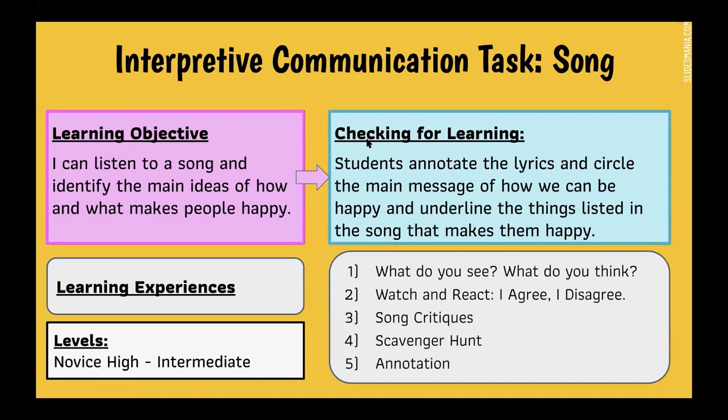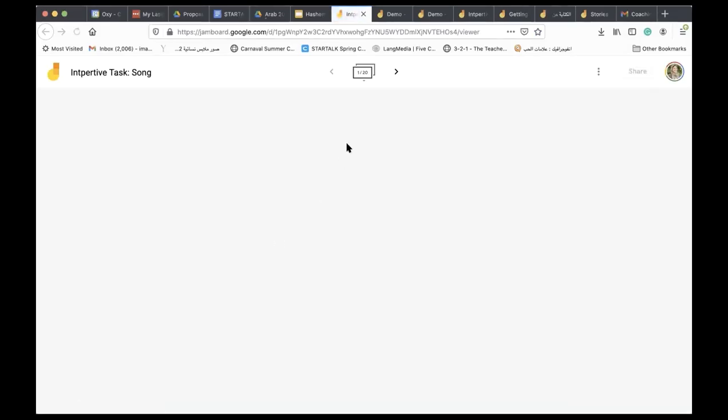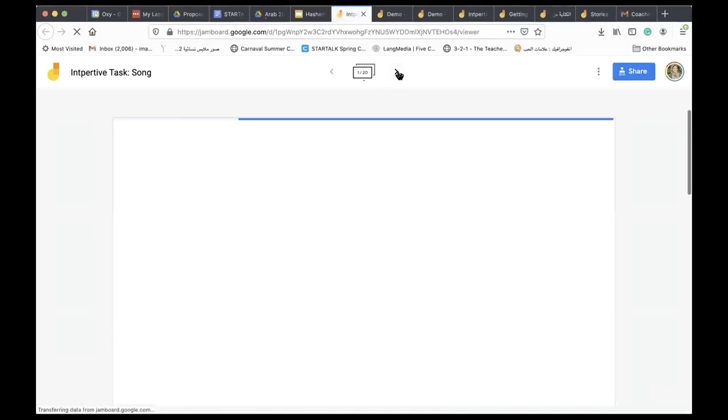Another activity is an interpretive song where they listen to a song and use the lyrics to identify the main message, and use annotation to annotate the lyrics and find the message of the song and the list of things that can make them happy. And I have a list of learning experiences where the students can participate.